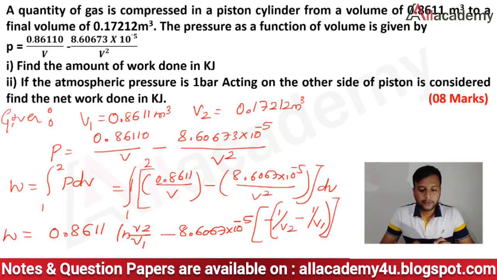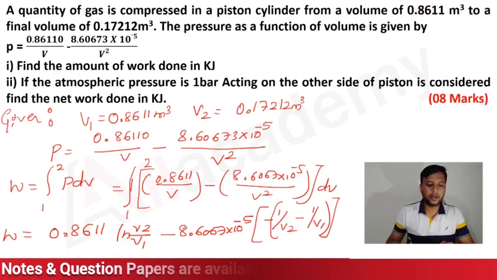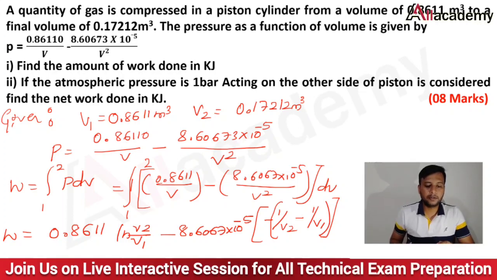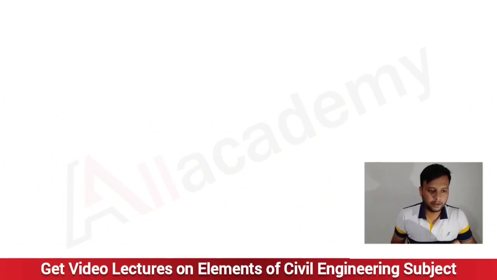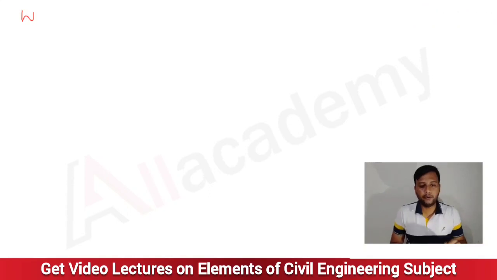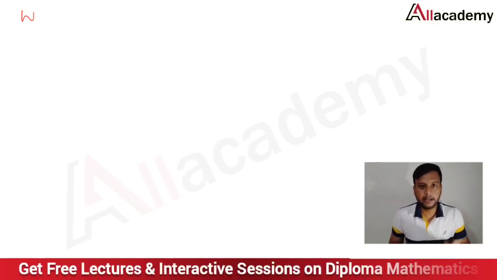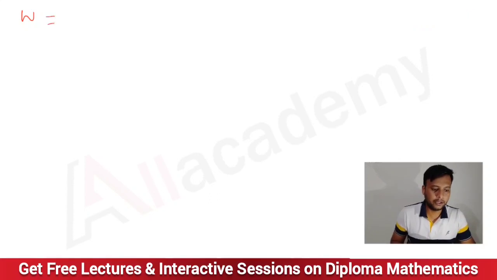Now in this one, I know the value of V1 as well as V2 because it is already given in the problem statement. Both V1 and V2 are given. So let us substitute this V1 and V2 in this work done equation. Now we got a long work done equation, and let us substitute the V1 and V2 which are already given in the problem statement. Let us substitute all V1 and V2 in the given equation.